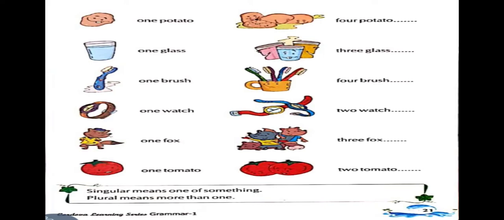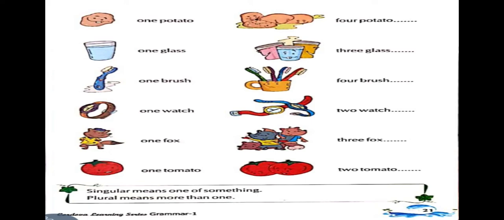For example, see first one, it is one potato. Then after adding es, it will become 4 potatoes. Understood? See, next one is one glass. After adding es, it will become 3 glasses. Understood all of you? How to fill in the blanks?